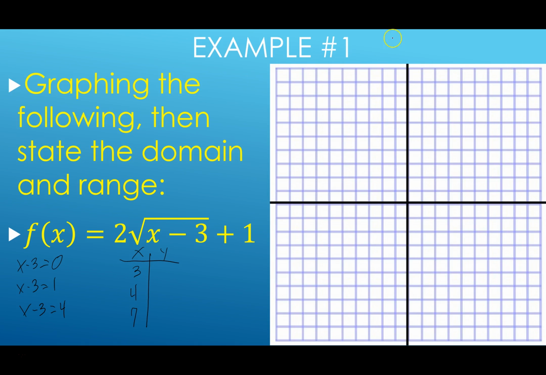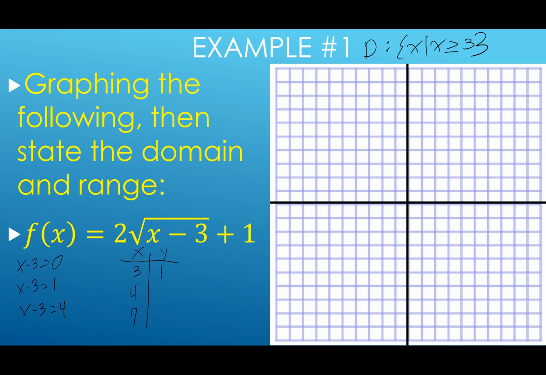Well, that's going to tell us when we work out domain, domain will be x such that x is greater than or equal to 3. Because remember, it was always the first x value. It's always greater than or equal to that. Now for the y values, well, we need to plug them back in. So if we plug 3 back in, we'll have 3 minus 3, which is 0. Square root of 0 is 0. 2 times 0 is 0. And then 0 plus 1 is 1.